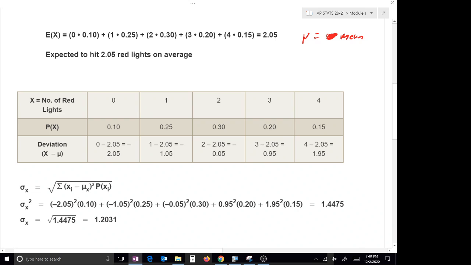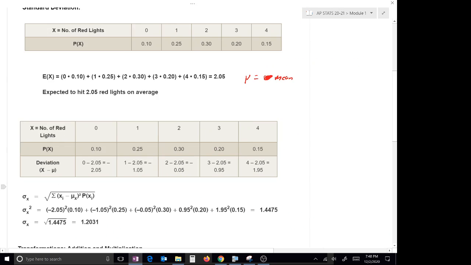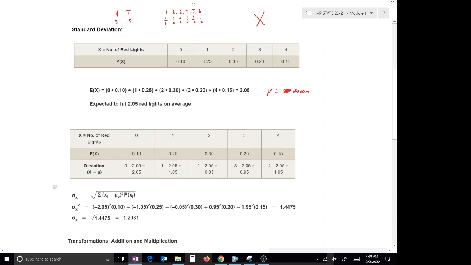And that gives us our variance of 1.4475. And we know that variance is actually the square of standard deviation. So if I wanted standard deviation, I could take the square root. That's the long way of calculating those. We can also use our calculator.